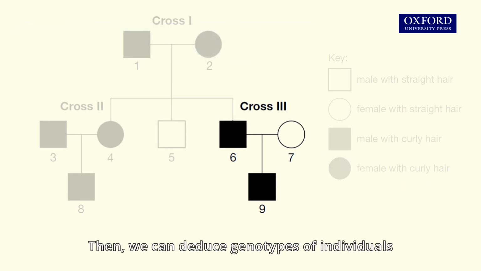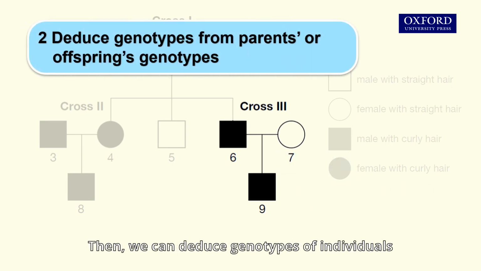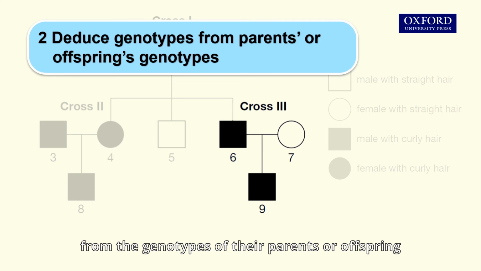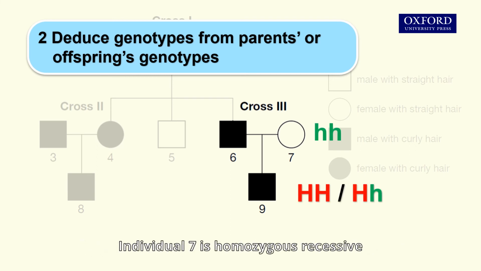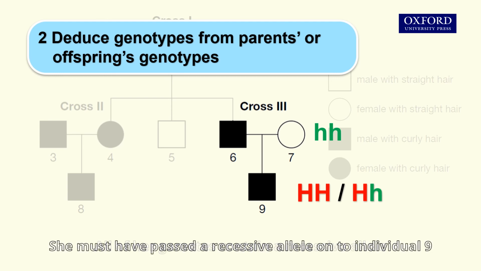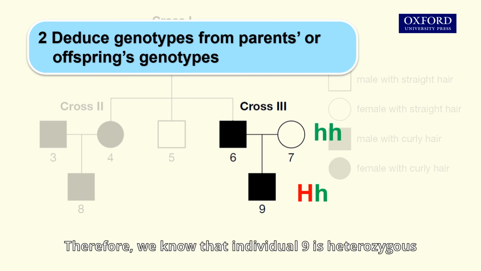Then, we can deduce genotypes of individuals from the genotypes of their parents or offspring. Individual 7 is homozygous recessive. All of her gametes contain a recessive allele. She must have passed a recessive allele onto individual 9. Therefore, we know that individual 9 is heterozygous.